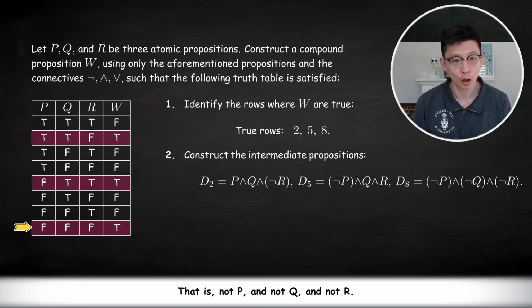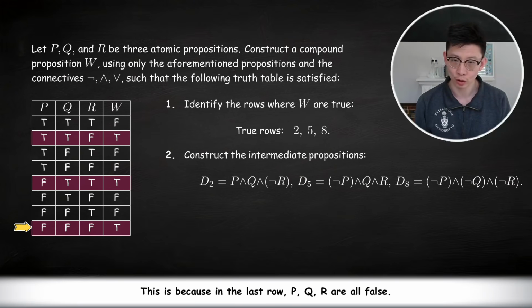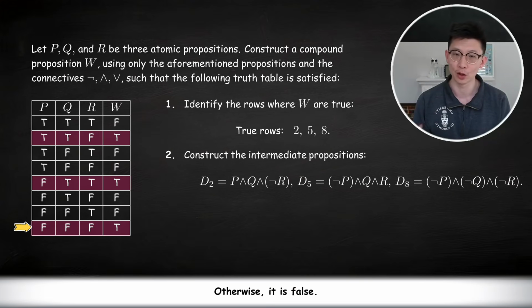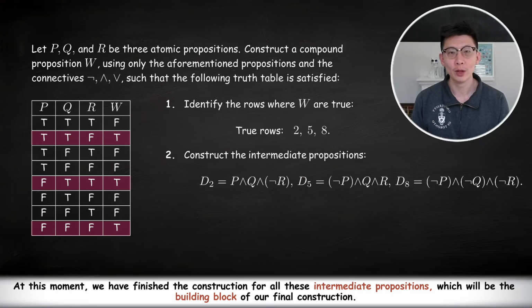That is, not P and not Q and not R. This is because in the last row, P, Q, R are all false. In this way, D8 thus defined is true if and only if the interpretation is given as in row 8. Otherwise, it is false. Alright, at this moment, we have finished the construction for all these intermediate propositions, which will be the building block of our final construction.